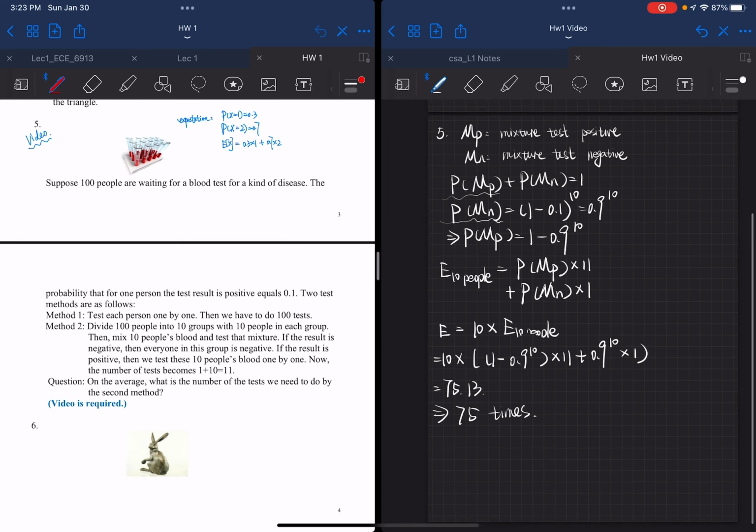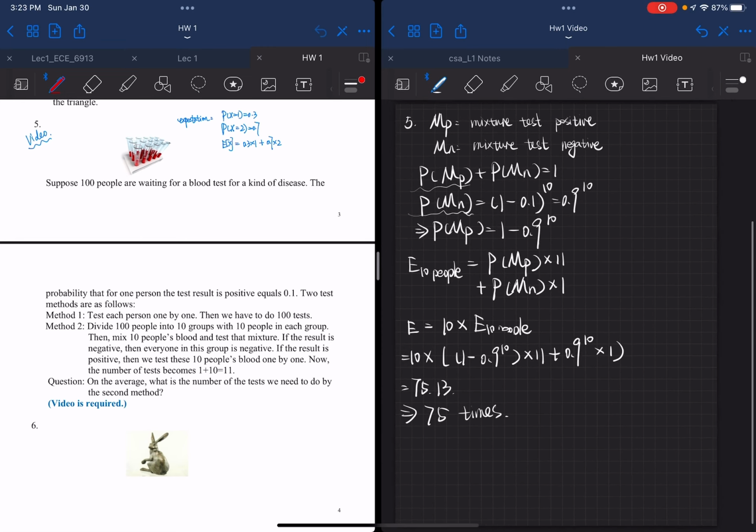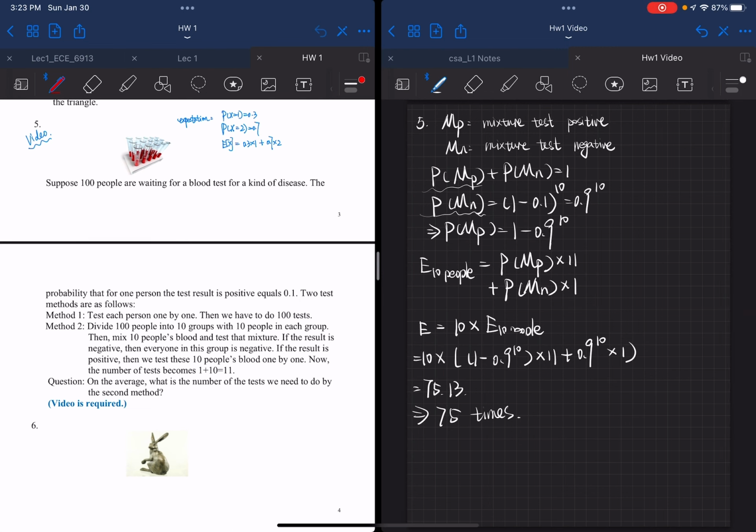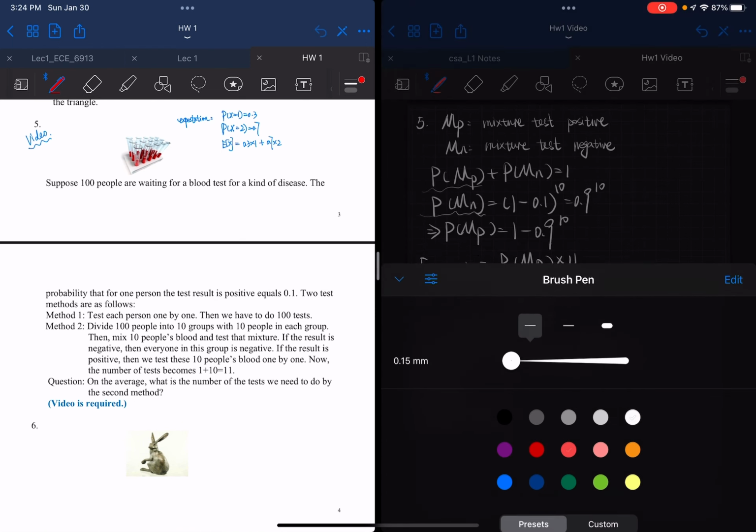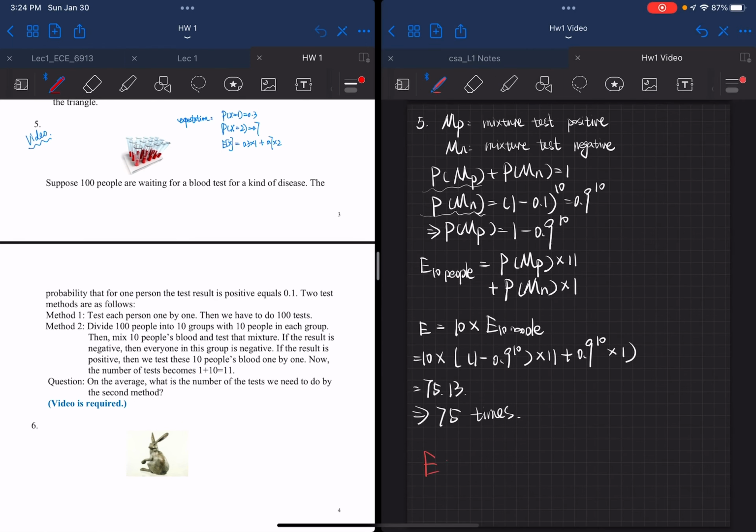The other thing to note in this problem is that we need to know how to calculate the expectation value. The expectation value formula, as I have right here, is the sum of x times p, the probability of being x, as we have known here. And that is for problem 5.